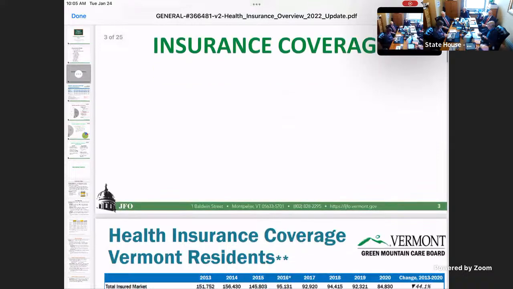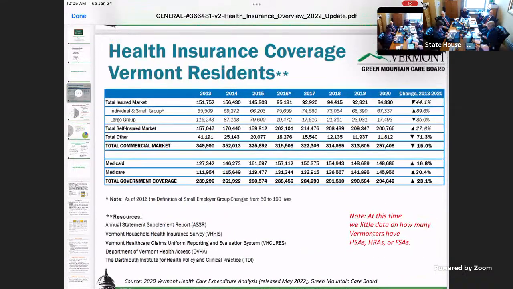Yes. So this is a snapshot from the Green Mountain Care Board. This is in their expenditure analysis. I believe I sent this link to Alex. And this gives you a sense of the market when we're talking about insured individuals. You can see how many people are in the various groups. This is just meant to be a reference, so you can look at it later and say, how many people? And I can say, check out slide 3, 4.